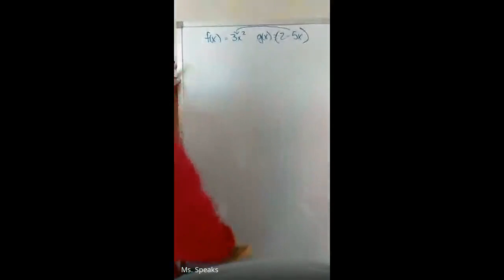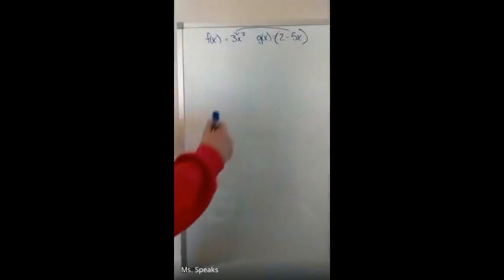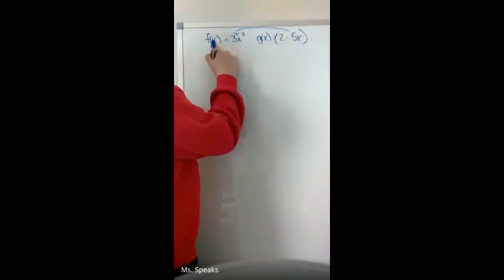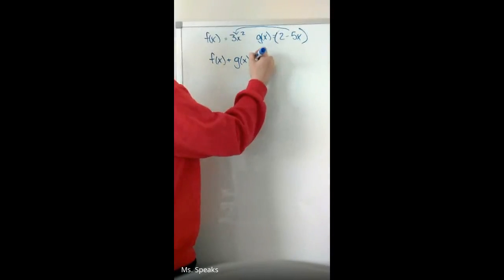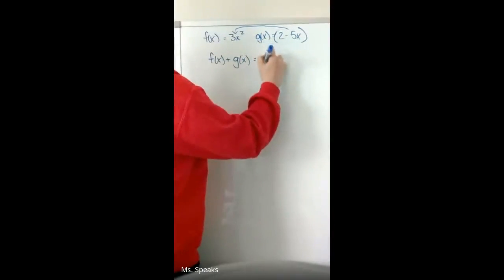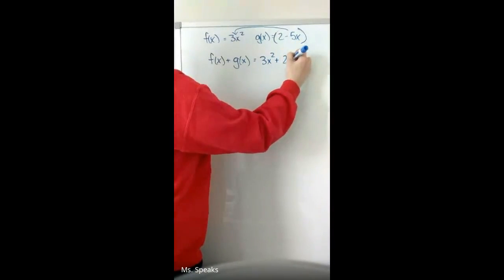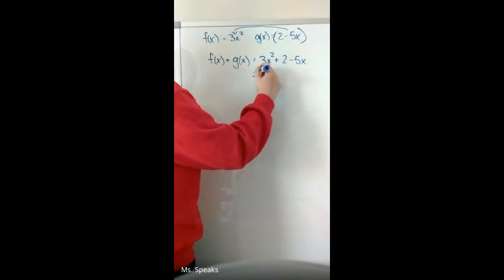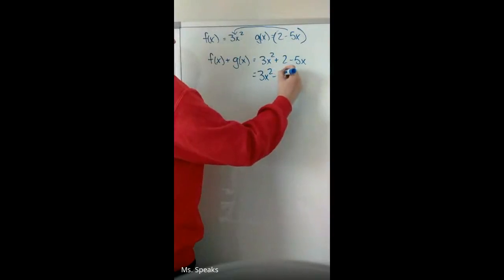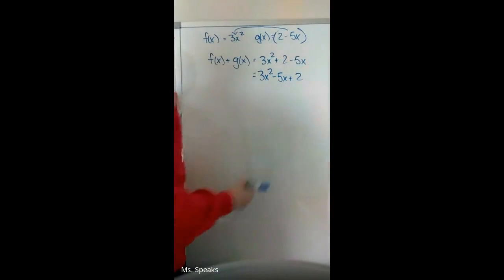All right, using these same two, f of x and g of x, if we wanted, let's say, f of x plus g of x, okay, that means put the two together. So 3x squared plus 2 minus 5x. All right, and we're combining like terms. Well, there are no like terms there, but we can write it in standard form at least. So 3x squared minus 5x plus 2.